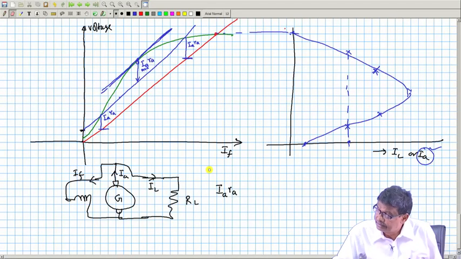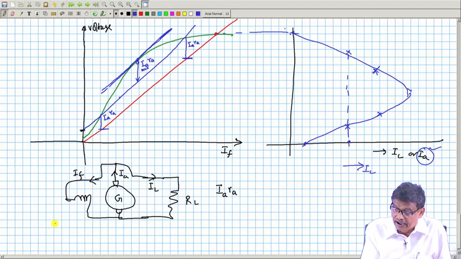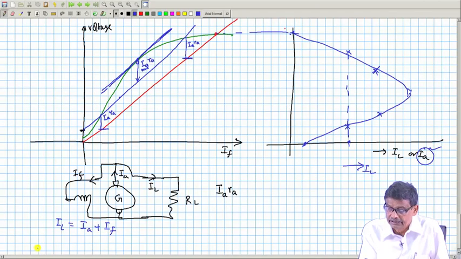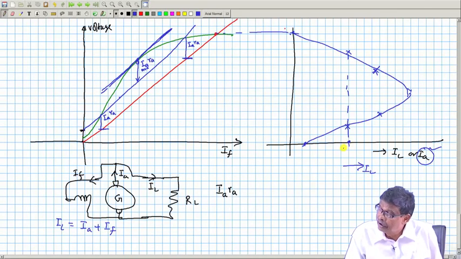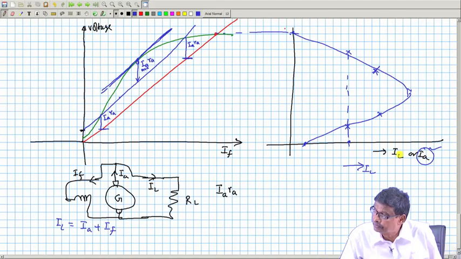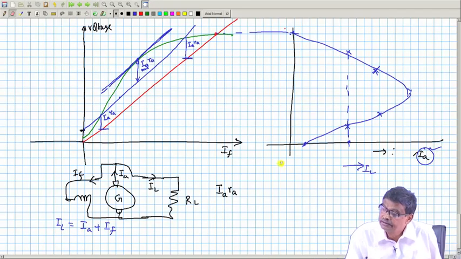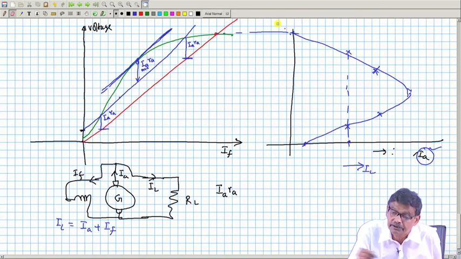This armature axis can be converted to the IL axis. You can show, because I wrote IL and IA, because I know that IL is nothing but equal to IA plus IF, is it not, this is the KCL here. So, suppose with respect to armature current we have drawn armature current versus terminal voltage, this axis I must write what it is, this is terminal voltage.